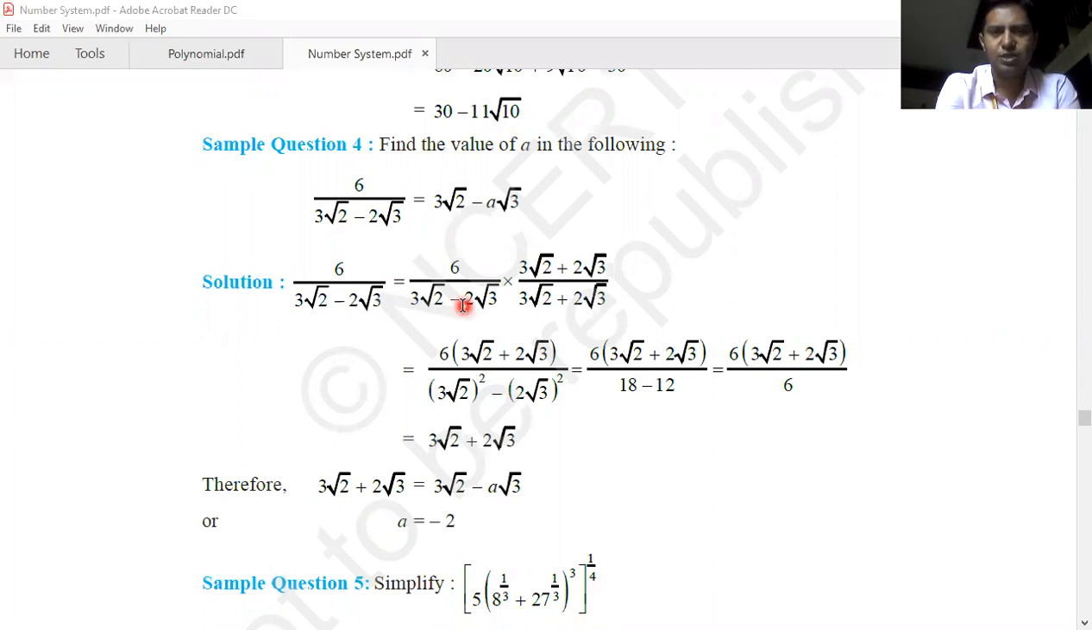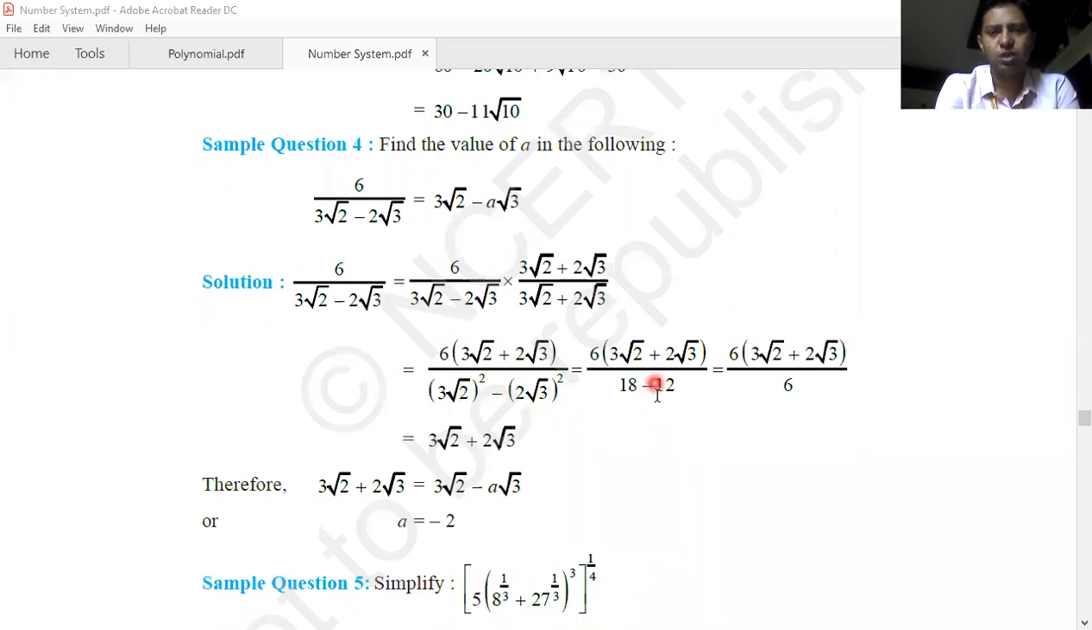We need to rationalize the denominator. After rationalizing the denominator, we'll multiply by 3 root 2 plus 2 root 3 in the numerator and denominator. This is (a minus b)(a plus b), which is a square minus b square: 3 root 2 square minus 2 root 3 square. 3 root 2 square is 18, 2 root 3 square is 12, so 6 into 3 root 2 plus 2 root 3.